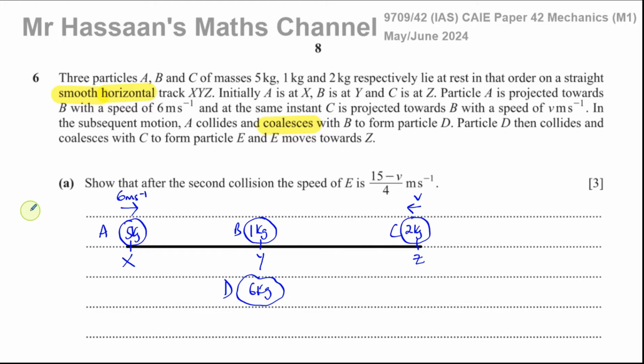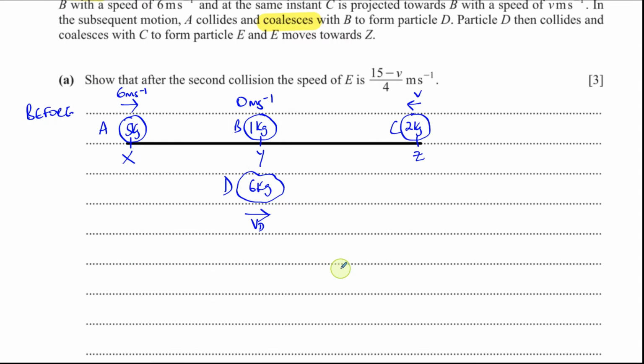So let's look first at before the collision of A and B. Before the collision, B is going at 0 meters per second because it's at rest. And A is going at 6 meters per second towards B. It will hit B over here. After the collision, they'll both be going together at the same speed, which we'll just call the velocity of D.